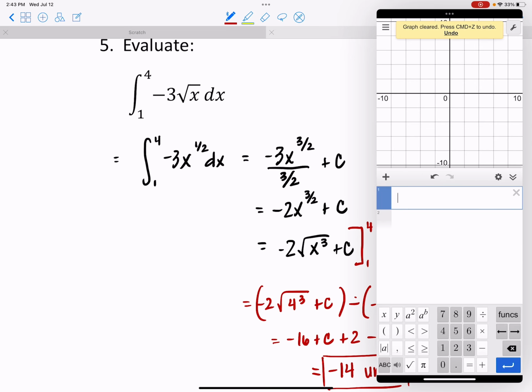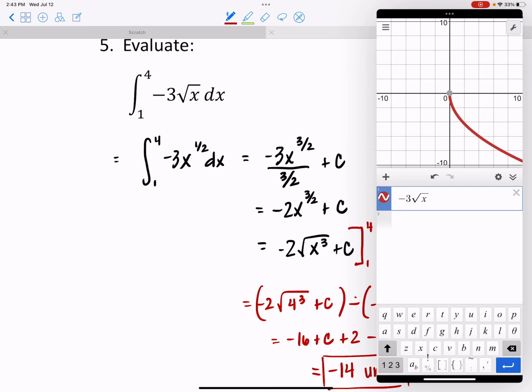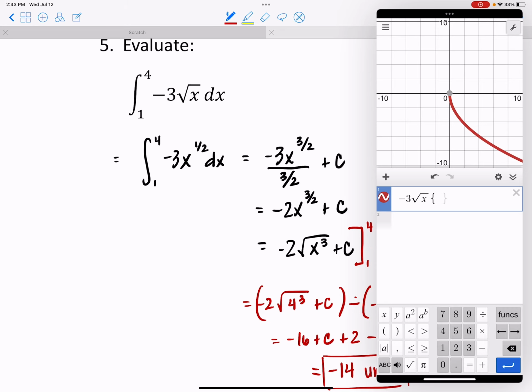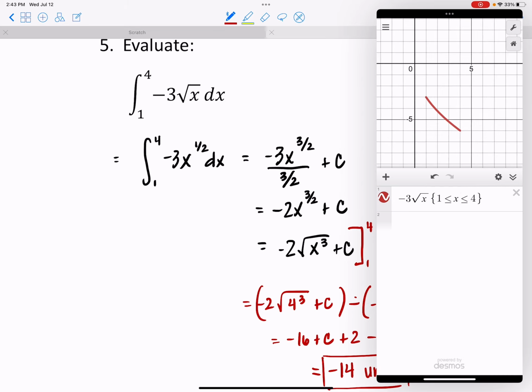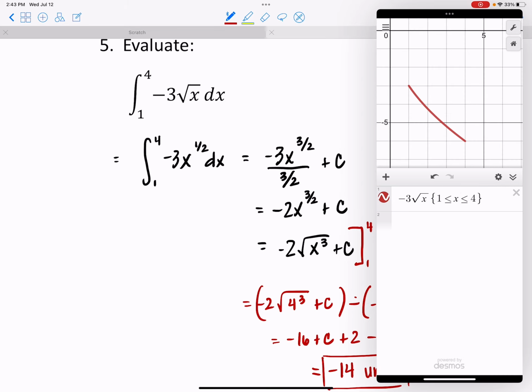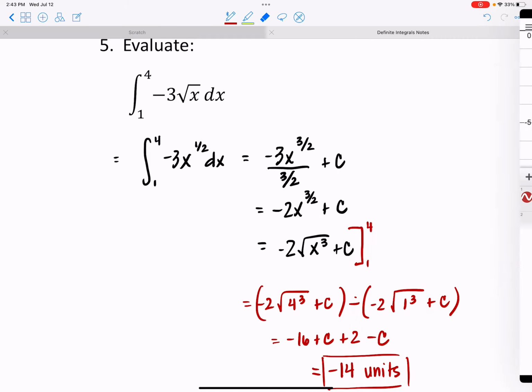If we're looking at negative 3 times the square root of x over the interval from 1 to 4, you can see it already, but 1 less than or equal to x less than or equal to 4. So this is the little piece we're looking at here, that little area that's enclosed, that's the area we just found. We got it to be negative because it sits below the x-axis, okay? So this is negative because the graph is below the x-axis.